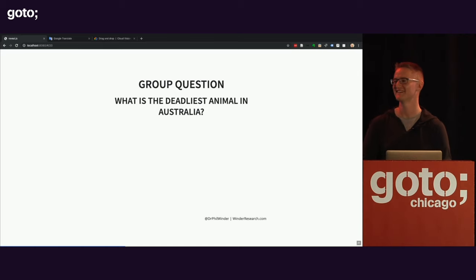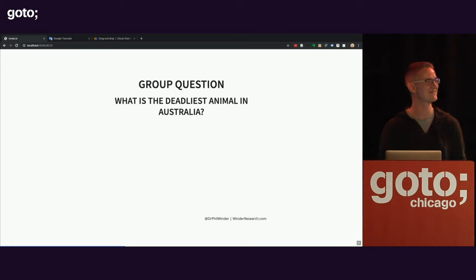Scorpion, okay. Oh, you can tell the data scientist in the room when he's asking, what are you comparing it against? What's your definition of dead? Humans, yeah, it's definitely humans. What's the deadliest animal to humans in Australia? Anyone else? Oh, good one. Snakes?